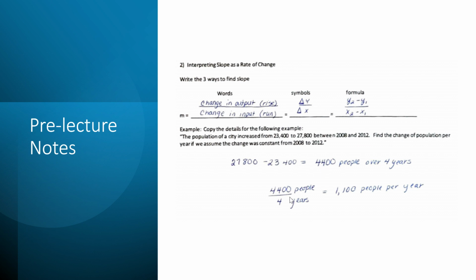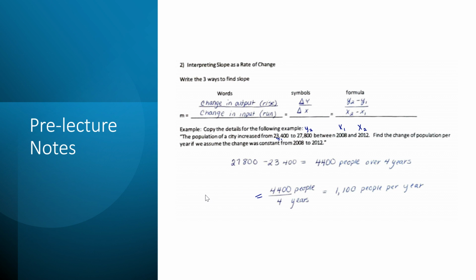Putting that into the slope notation, the change in the y value is the 4,400 people divided by the change in x, the 4 years, or 1,100 people per year. If I want to show the formula, the y, the population, is based on the time. So the time is our x value. This would be our x1, and this happening later would be x2. Matching them up, the 23,000 number would be our y1, and the 27,000 number our y2.